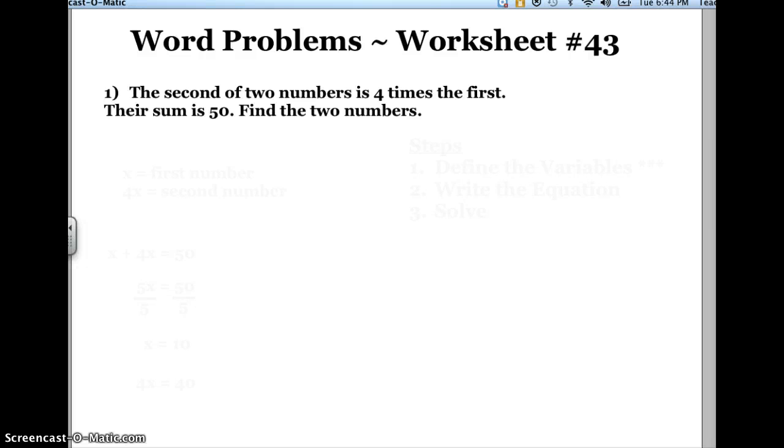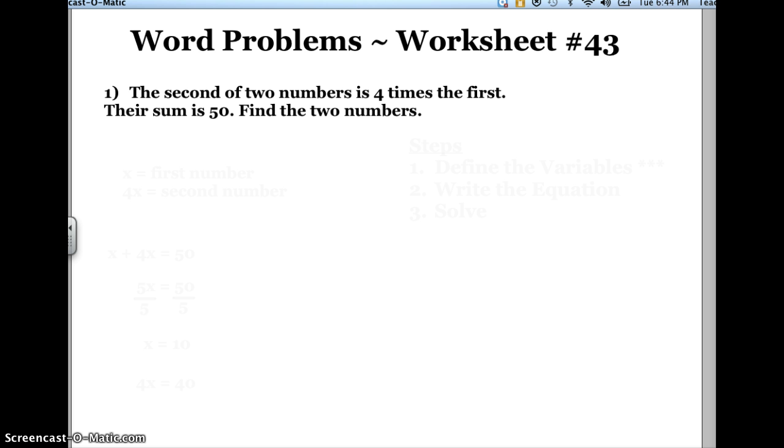Okay, Oak Rovers, this is going to be a video to help you with word problems that set up equations. And this is specifically worksheet number 43. I'm going to do the first and seventh problem on worksheet number 43. So hopefully this will help you do the rest of them on this worksheet.